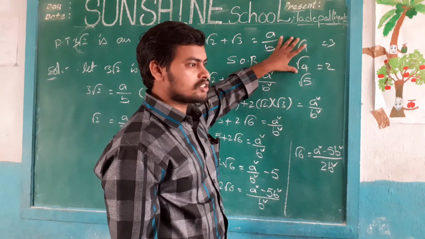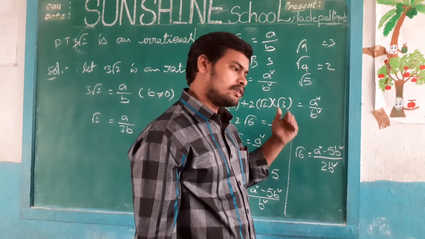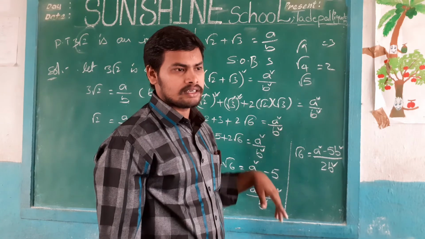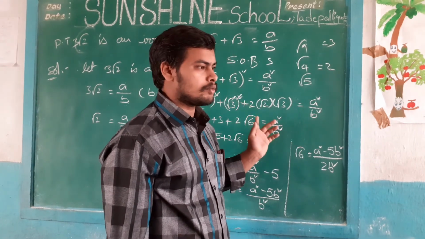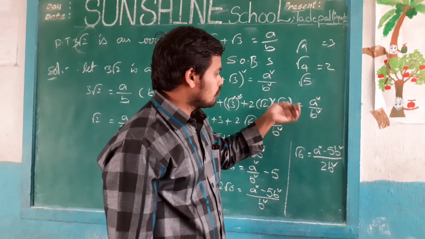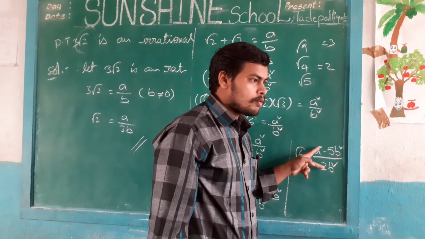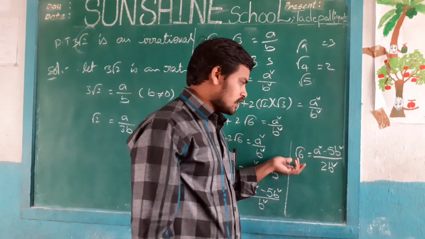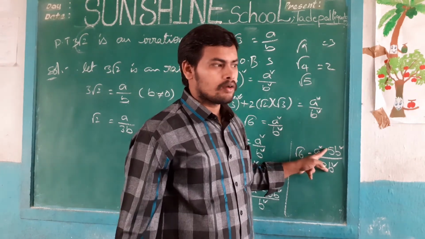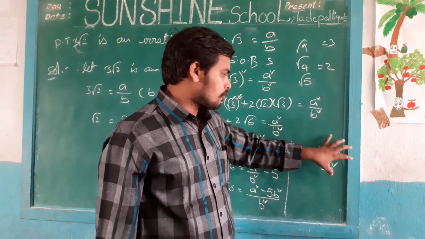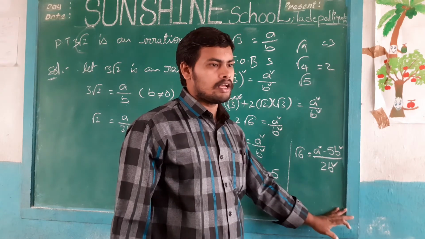Other than the perfect squares means 3, 5, 6, 7, 8, 10, 11, 12, 13, 14, 15, 17. Other than the perfect squares, all are irrational numbers except 1. So here root 6 is an irrational number, but here it is in the form of p by q. Is an irrational number equal to a rational number? No, an irrational number cannot be written in the form of p by q. So here the contradiction has arisen because of our incorrect assumption.